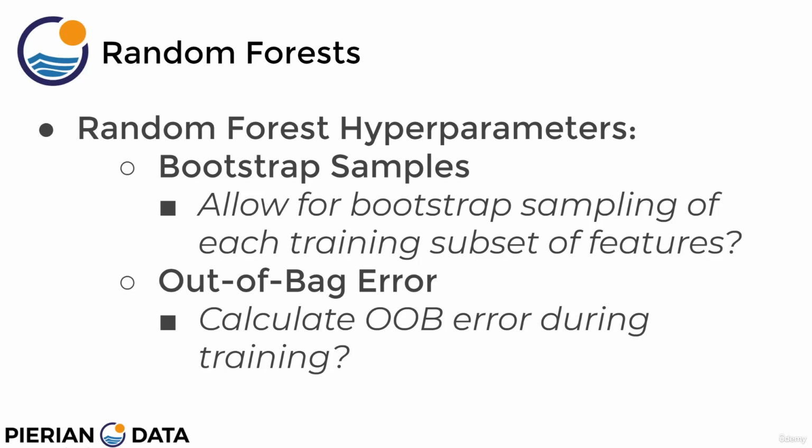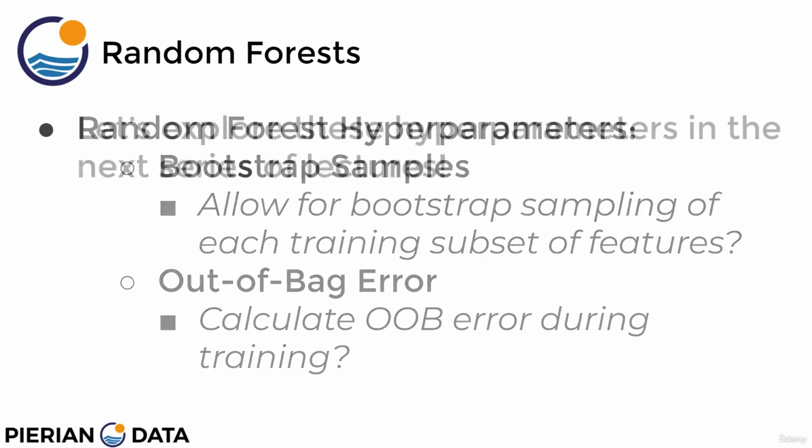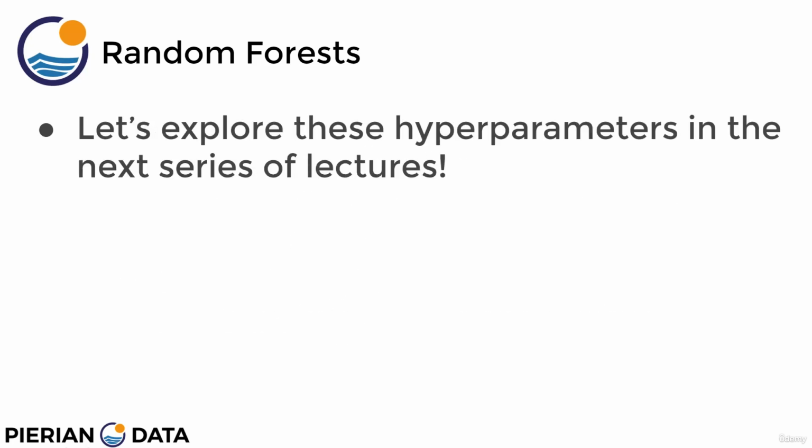Then there's the out-of-bag error. Should we calculate OOB or out-of-bag error during the training? Which also means we need to discuss how out-of-bag error relates to the bootstrapping of samples. Okay, let's go ahead and explore each of these hyperparameters in the next series of lectures, starting with understanding the number of estimators to use and the number of features to use at each subset split.